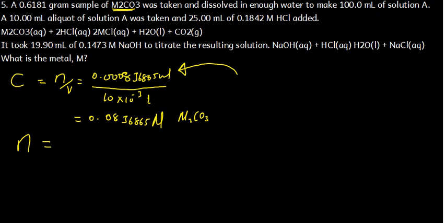So the number of moles is going to be given by concentration times volume. Now the concentration is the same because we got it from this portion. If it is from the same portion, then the concentration is all the same. What just changed is the volume. So the concentration is still 0.08365. This is in moles per liter.